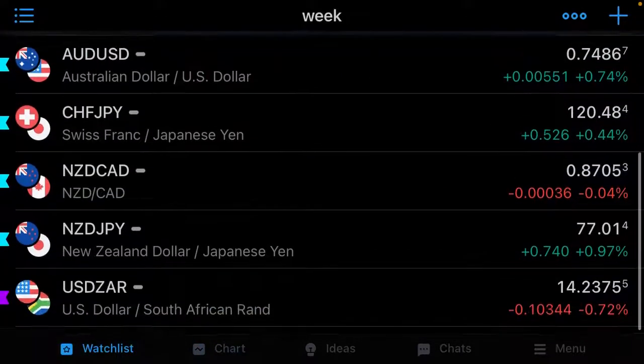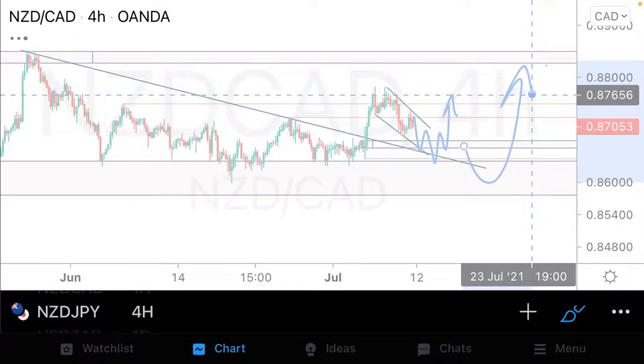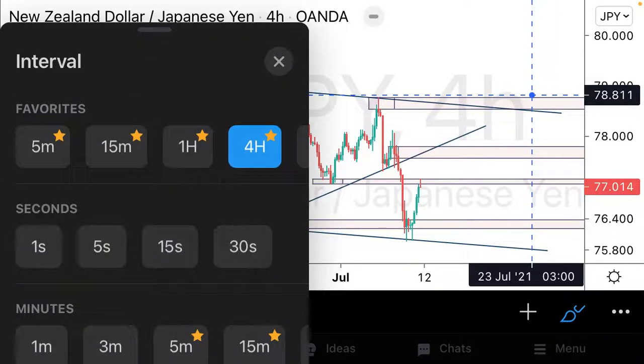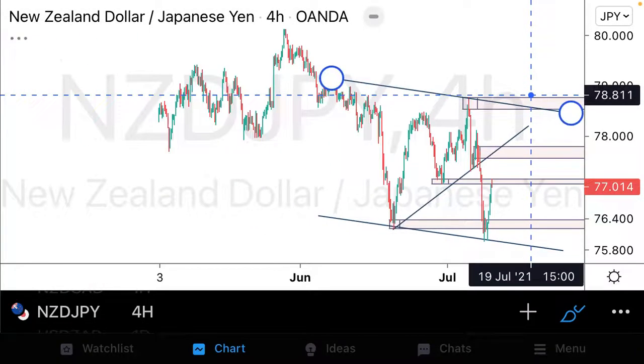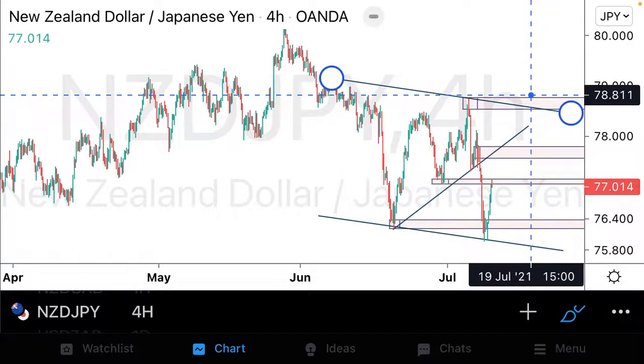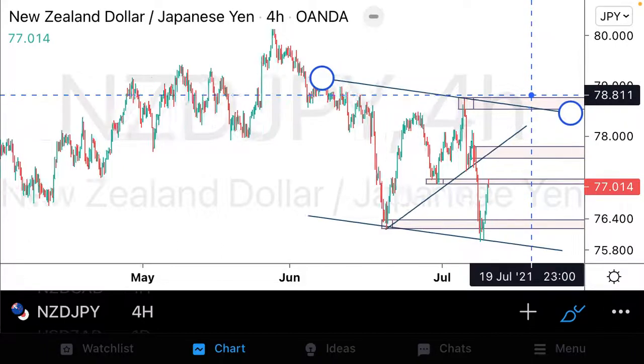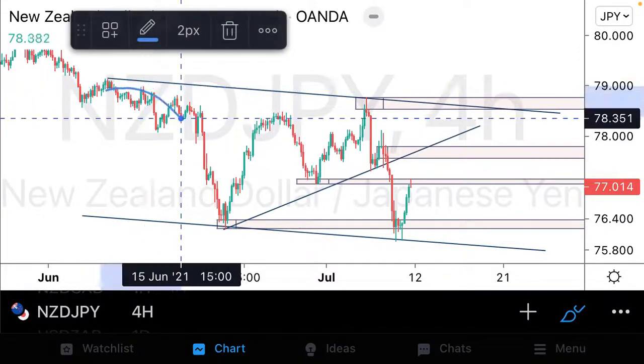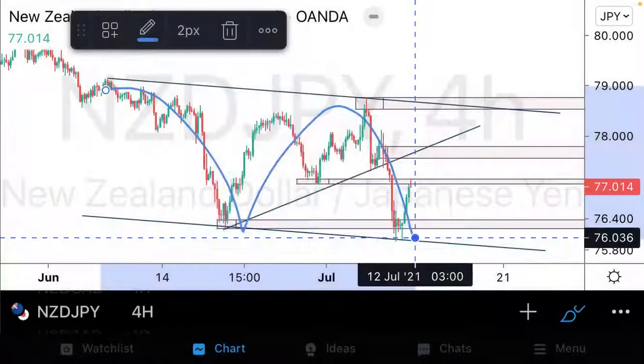Now let's go on to the last pair that we're going to have a look at, and that is New Zealand dollar JPY. Now, guys, on New Zealand dollar JPY, I think let's just stick to the H4 on this pair because it's very similar to AUDJPY, and we have discussed AUDJPY in depth. Now, on New Zealand dollar JPY, guys, what we've done, very similar to AUDJPY, is we've begun to isolate this downtrend that we see forming here.